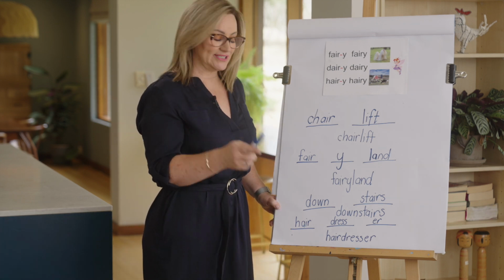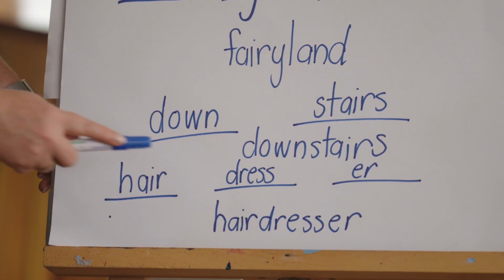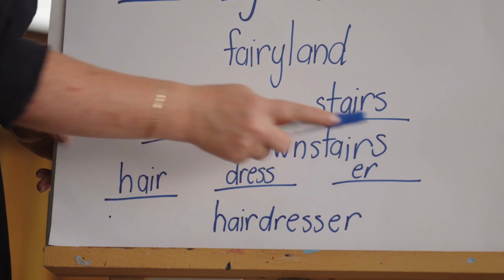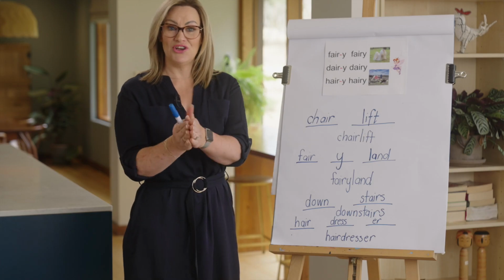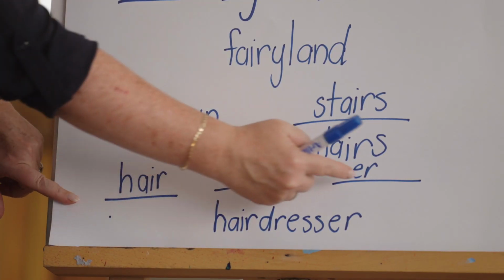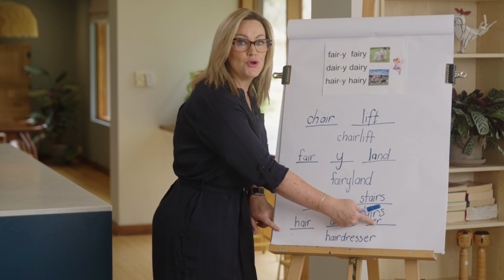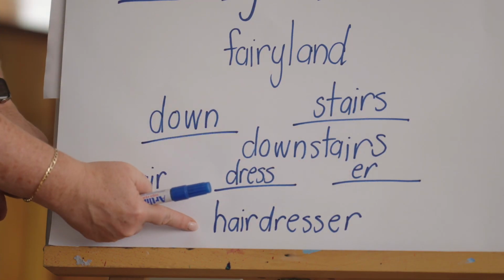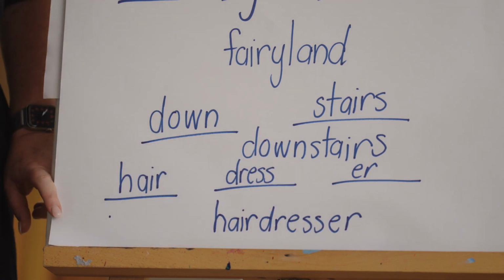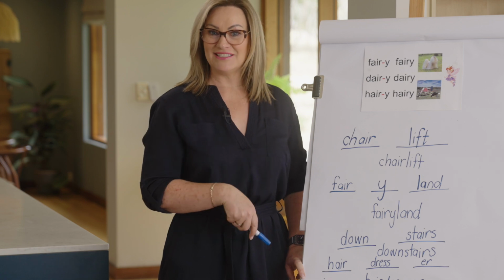Downstairs, 2 syllables. Downstairs. Whole word together. Downstairs. Hairdresser, tap the syllables with me. Hairdresser. Hairdresser. Now remember that morpheme, person who. So hairdresser, whole word, hairdresser. Excellent. Okay, we are ready to go on to our next activity.